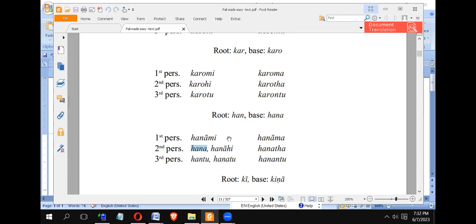Okay. Let's say Hana, what's the meaning of Hana? You ask somebody to kill people. So if you make it a command, your voice will be very sharp. Kill. Hana. You kill. Right? So that's why you don't have the hi. Hana and Hanahi have the same meaning, but Hana is short and Hanahi is long. Okay? Short and long.